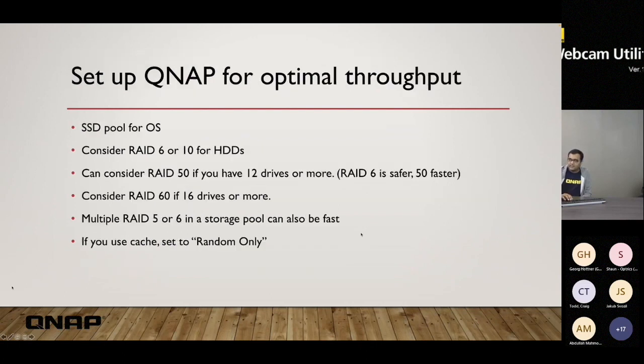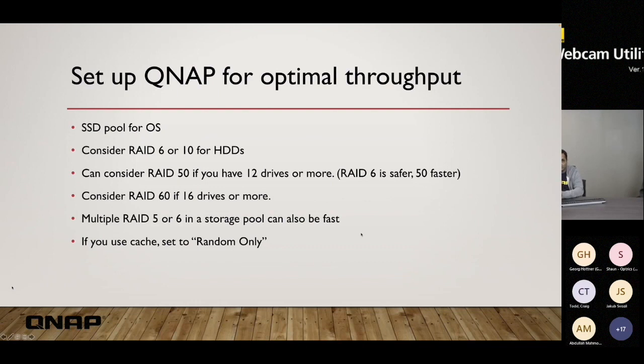So that's for VMware. For optimal throughput, for situations like file server, media streaming, or video editing, the first point remains the same. An SSD pool is recommended for the operating system, so the first pool that you create should be on SSD drives. Consider RAID 6 or RAID 10 for hard drives. For your regular storage, we recommend RAID 6 or RAID 10 for your hard drive storage pool.